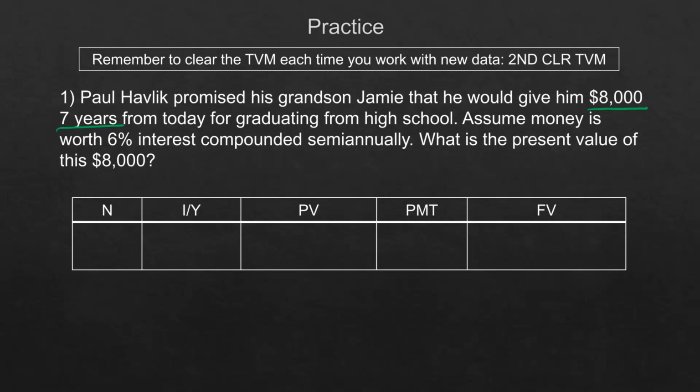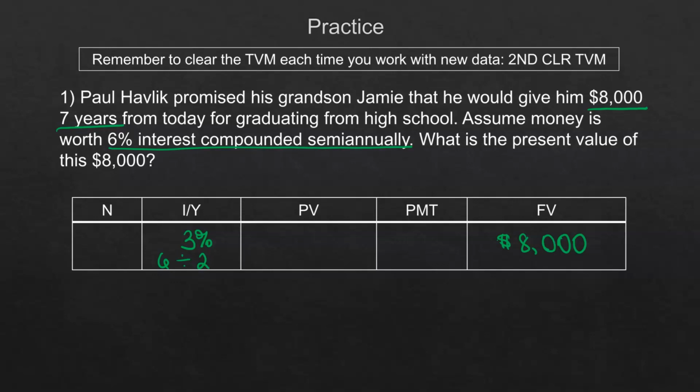So Paul promised his grandson Jamie that he would give him $8,000 7 years from today. So $8,000 is our future value. Okay, 7 years from today for graduating from high school. Assume money is worth 6% interest compounded semi-annually. This means that we'll take our 6% and divide it by 2. So our interest rate is 3%. What is the present value of this $8,000?